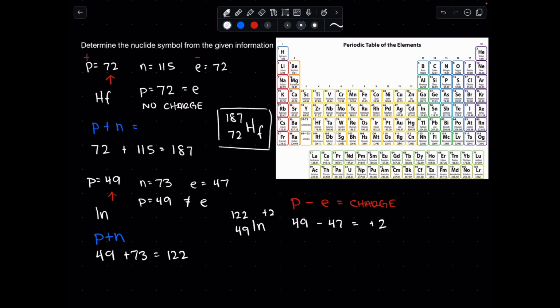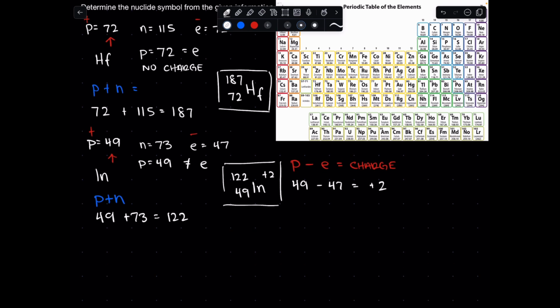Now that makes sense since we have more protons than electrons. Again, our protons are positively charged and our electrons are negatively charged. So since we have that higher proton count, so more positive than we do negative, we expect our answer to be a positive number at the end. So that will be our final answer. All right, let's do one more example.